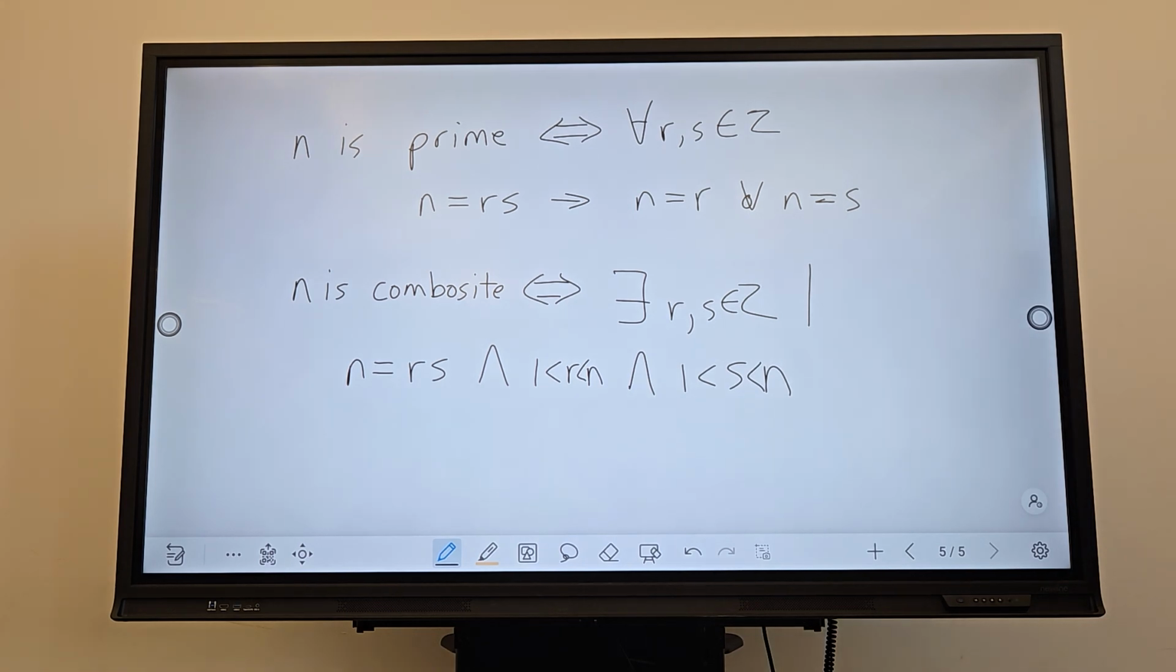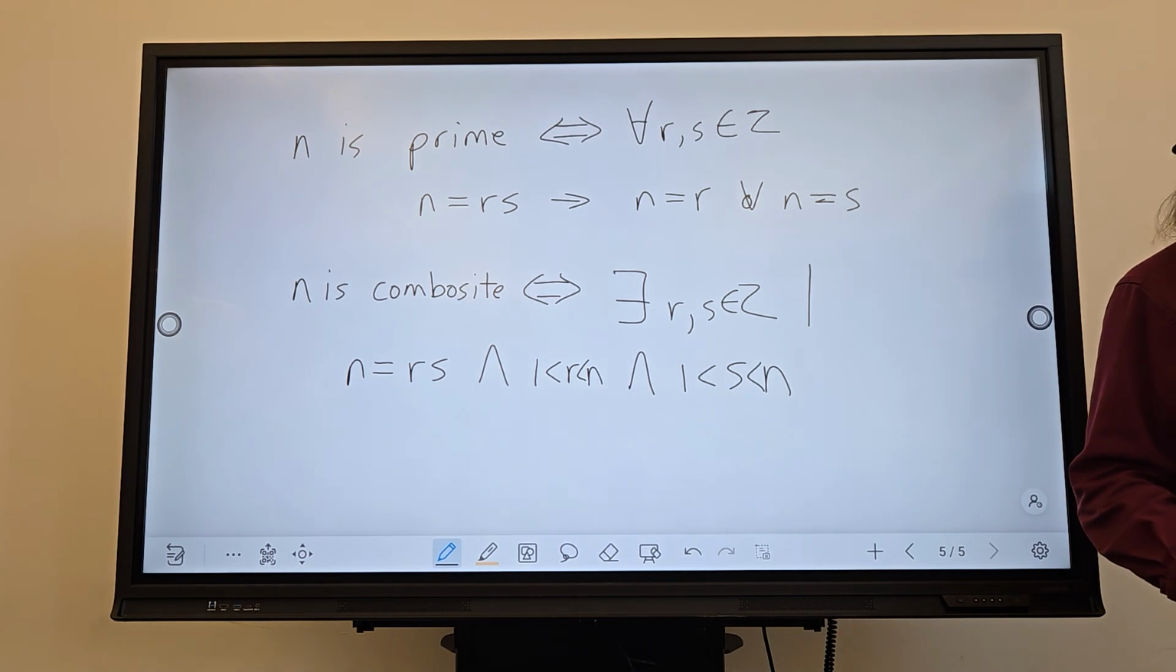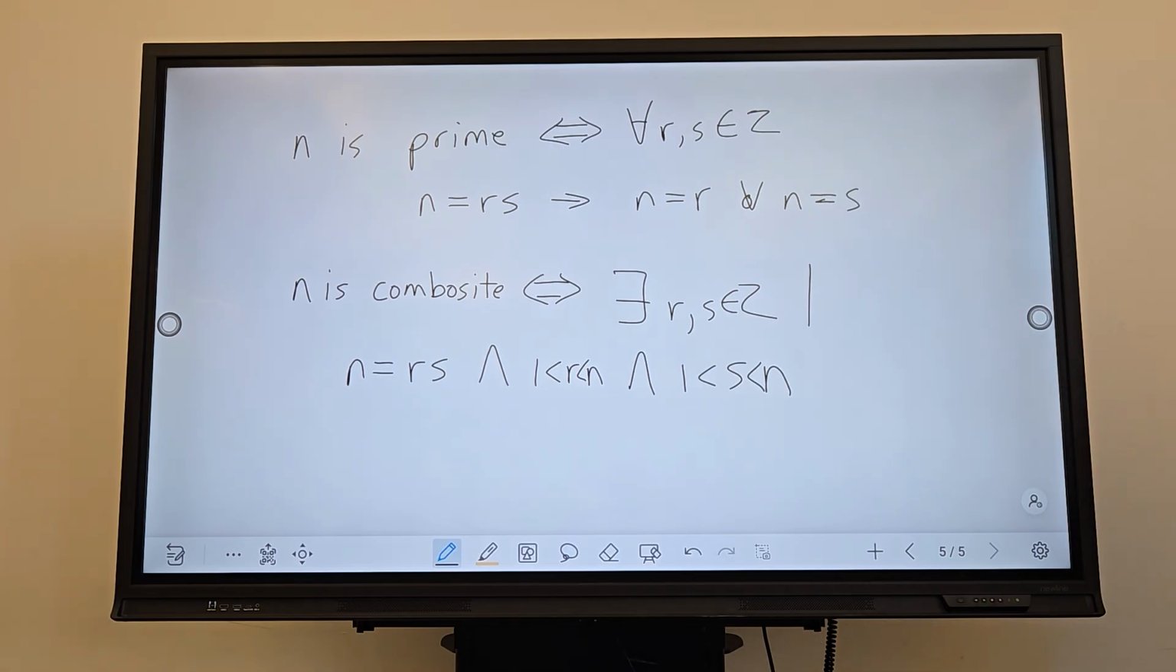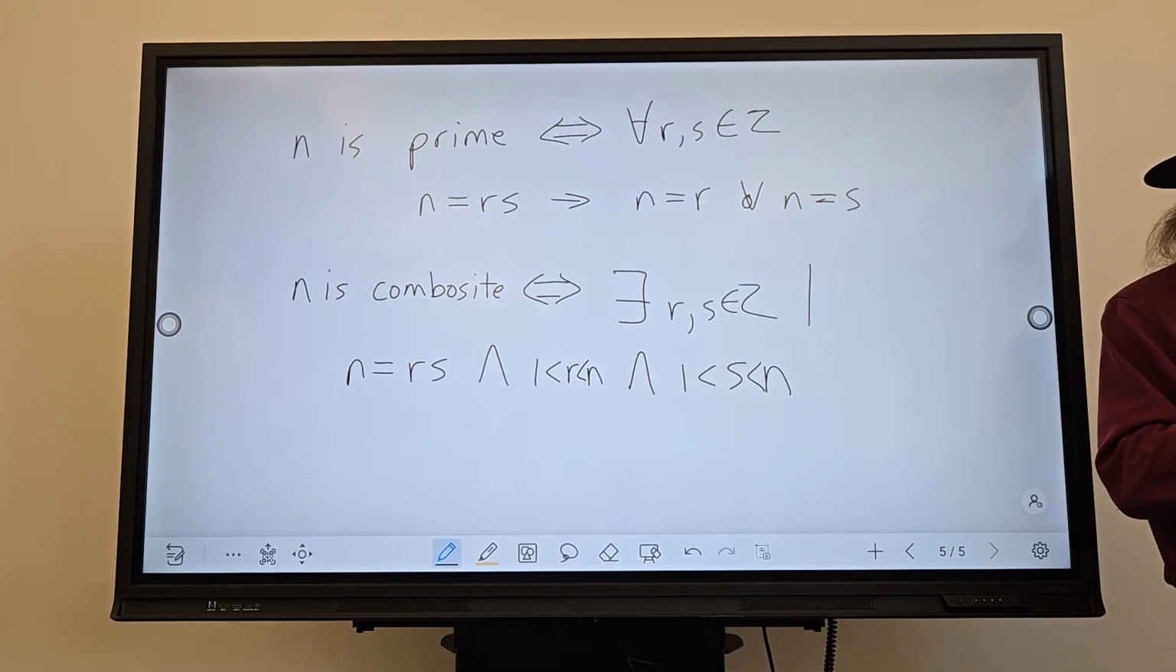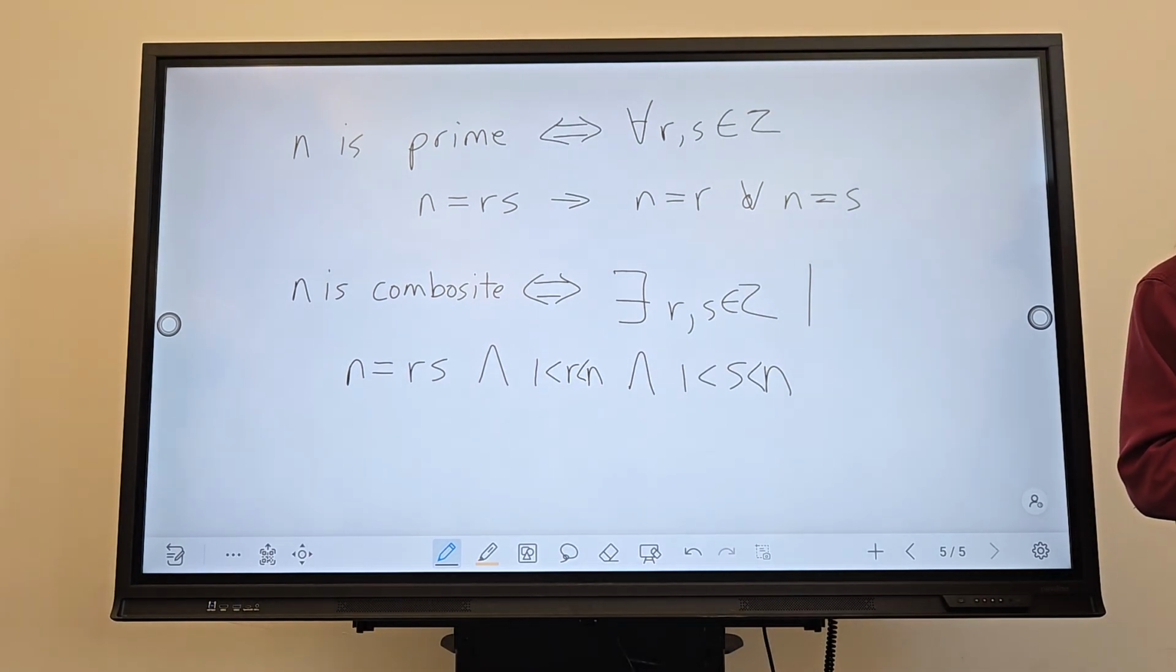Basically, a prime number has two positive integer factors, 1 and the number n, and a composite can be a multiplication of two integers other than 1 and n.